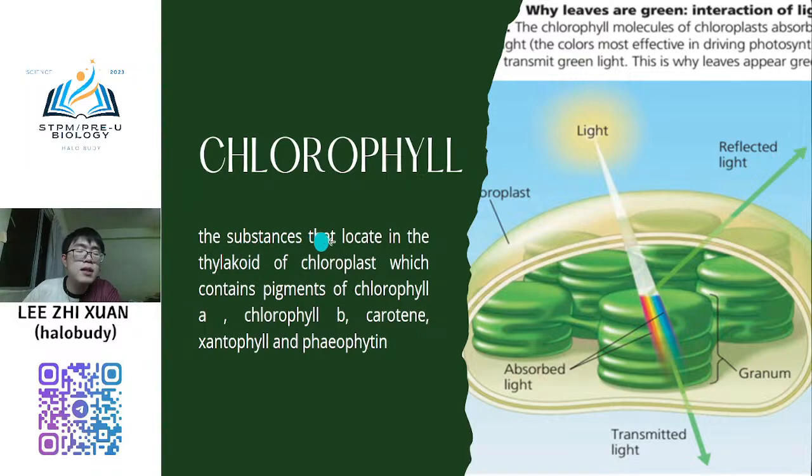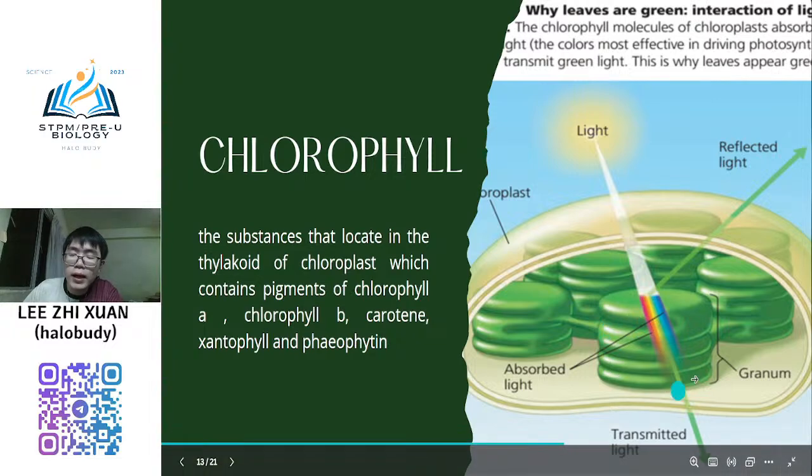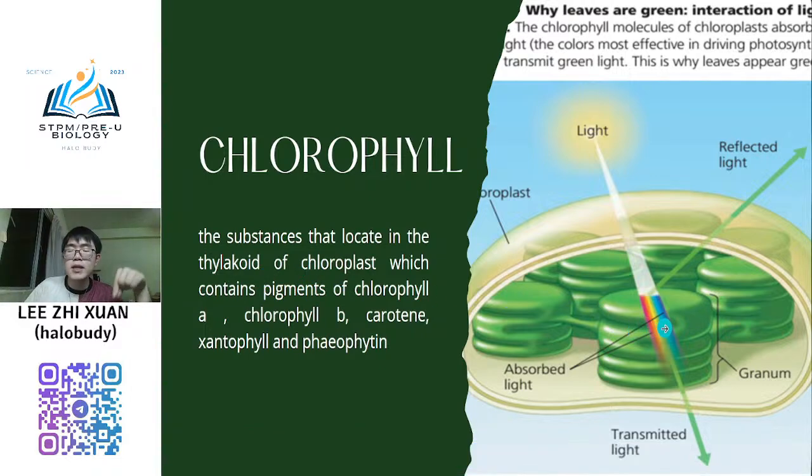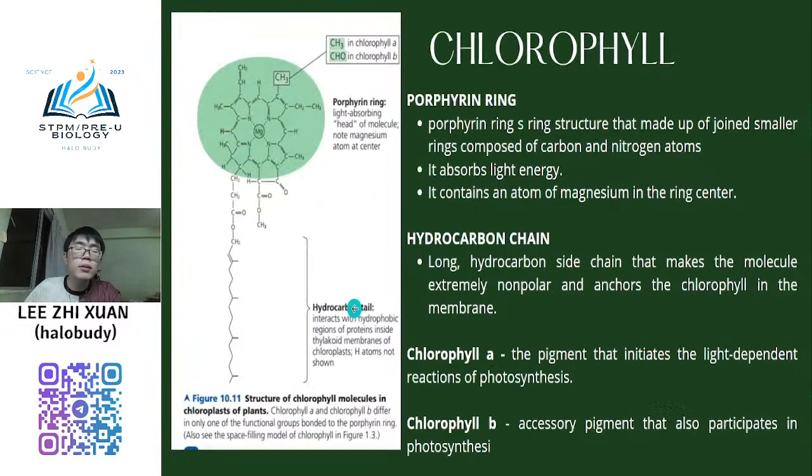Chlorophyll is a substance located in the thylakoid of the chloroplast. The thylakoid is a layer in the granum. Chlorophyll is located within the thylakoid, which contains many pigments: chlorophyll A, B, carotene, xanthophyll, and pheophytin. The most important one is chlorophyll. We have chlorophyll A and B.